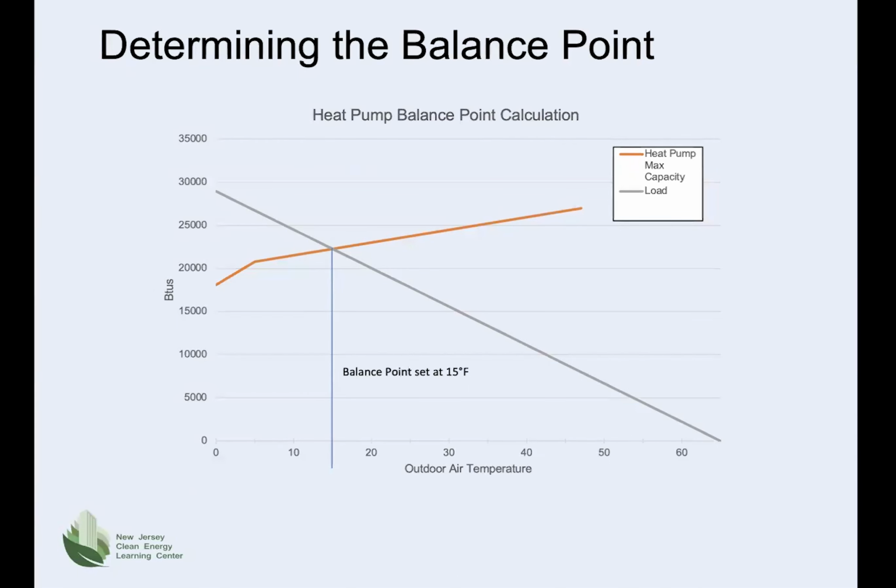And in this particular case, it diminishes to a point where it can't handle the load at those temperatures below 15 degrees. And along the vertical axis on the left are BTUs. Now this should be corrected. It really should be in increments of 5,000 BTUs per hour.